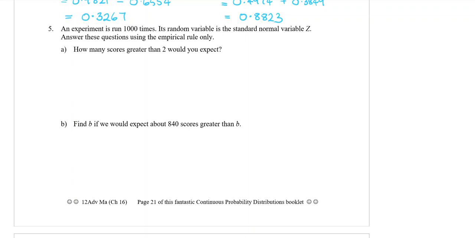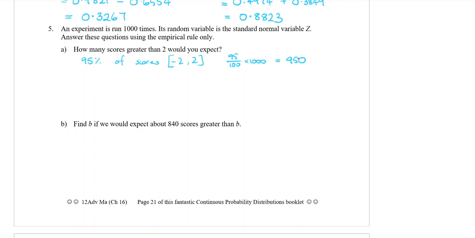Now, using our empirical rule, we know that there is 95% of scores that are from -2 to 2. We can put those in square brackets for our inclusive. From -2 to 2, that's 95% of our scores. So when we have 1,000 experiments that are done here, 95% of 1,000 is 950. There is 950 scores that should be between -2 and 2.